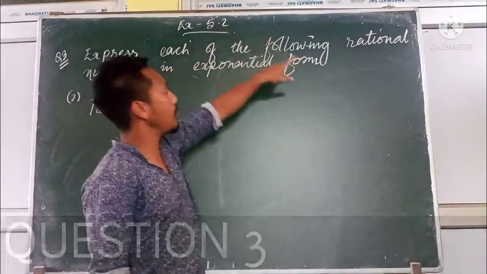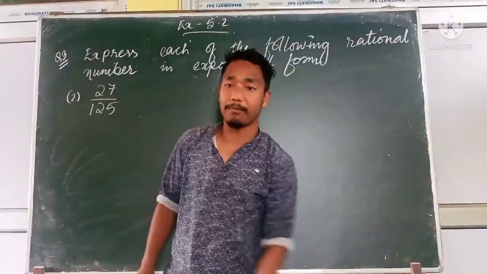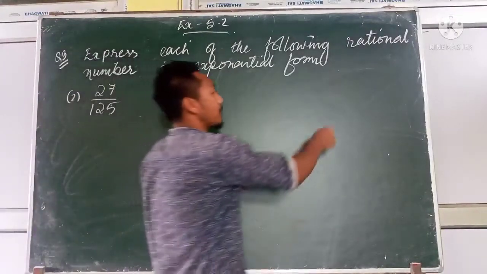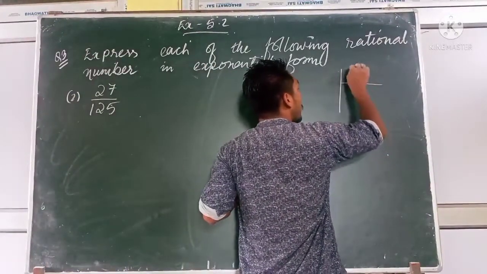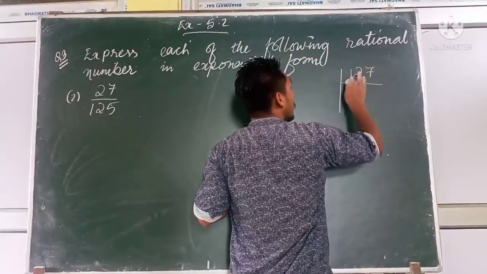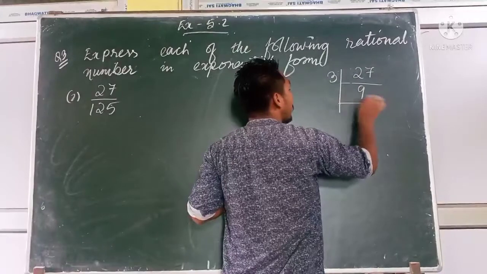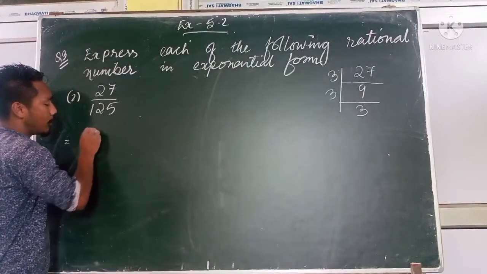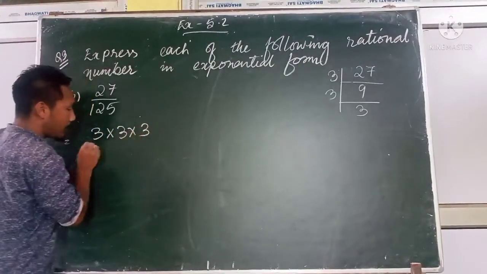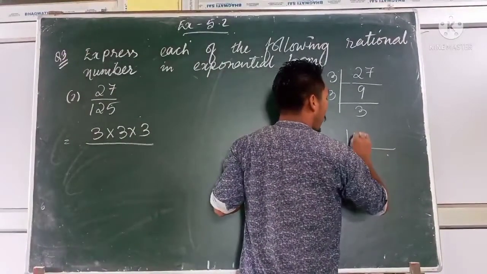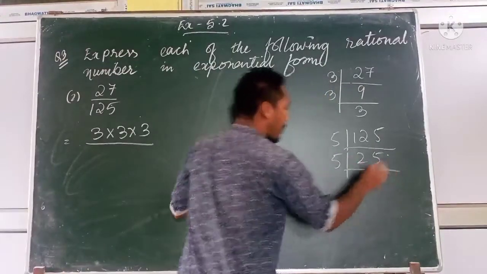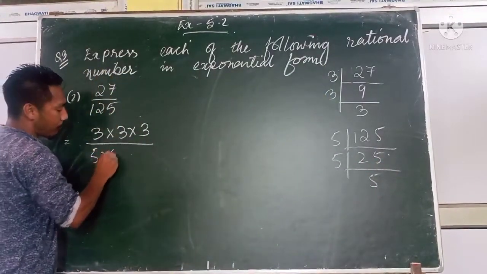So this is our question number 3 from the exercise 5.2. Express each of the following rational numbers in exponential form. Again, you have to write this in the form of exponential form. That is 27 by 125. If I try to split 27 into prime factors, 3 9s are 27, and 3 3s are 9. So 27 you can write as 3 into 3 into 3, divided by, if I talk about 125, 5 2s are 10, 5 5s are 25, 5 5s are 25. So 125 we can write as 5 into 5 into 5.